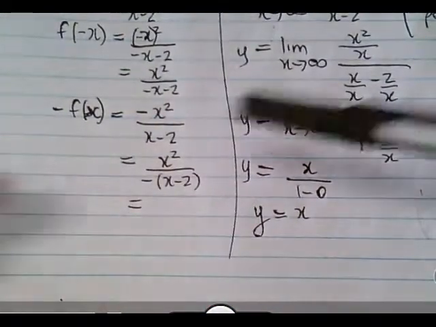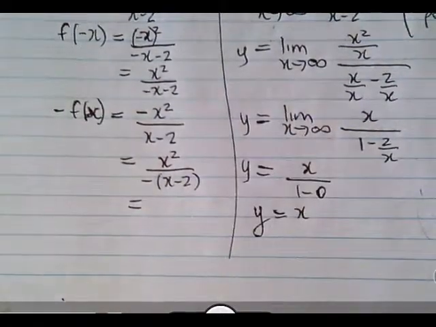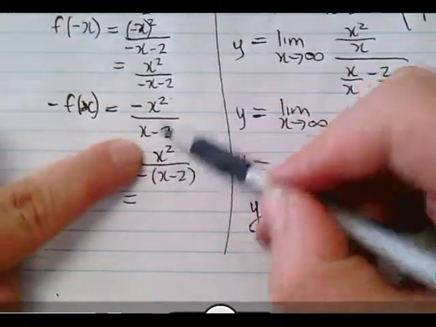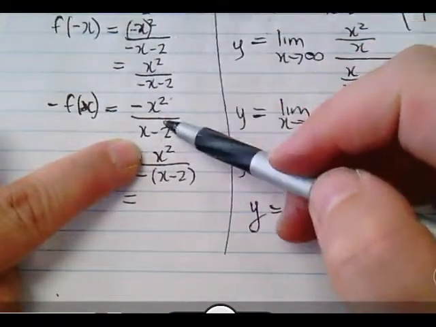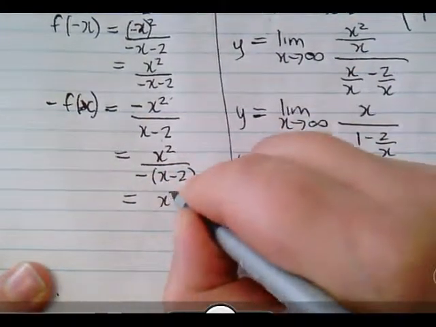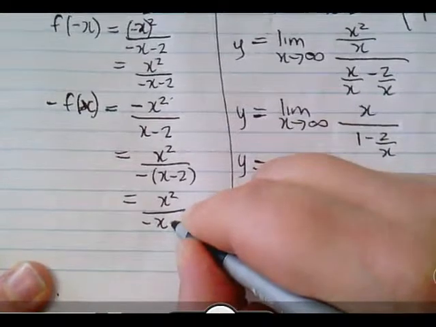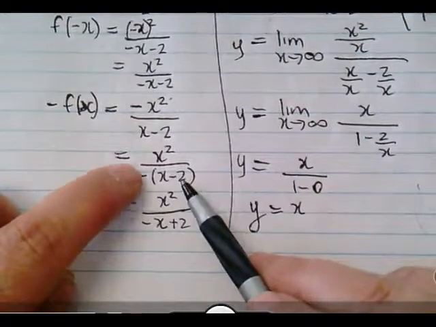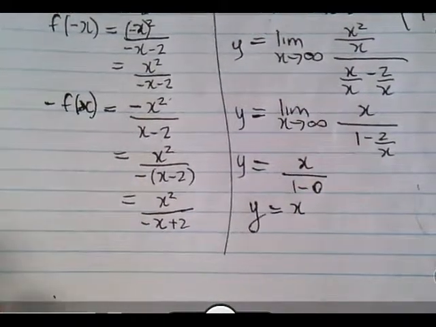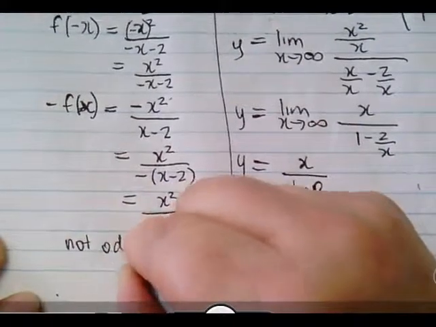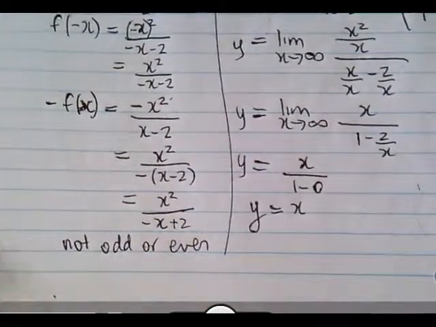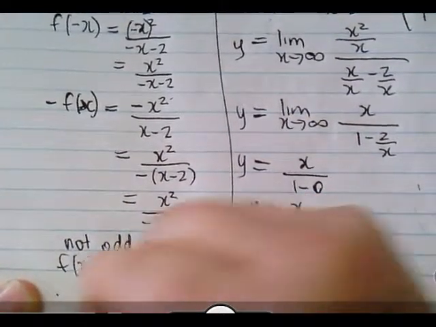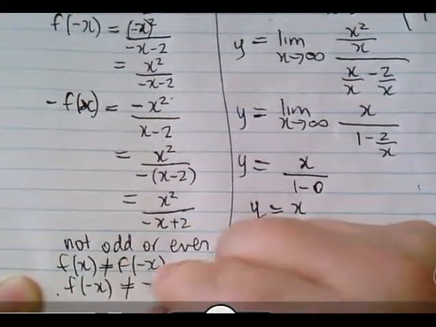I can either put the negative on the top, numerator, or I can put the negative on the denominator. Negative function of x. If I put the negative on the numerator, it's that. Now, that is not the same as this, right? And if I put the negative on the denominator, I get x squared over negative x plus 2. It's not the same. Negative x minus negative 2 is plus 2. So it's not odd or even. Neither even nor odd. Why? Because the function of x does not equal the function of negative x. And the function of negative x does not equal negative function of x.